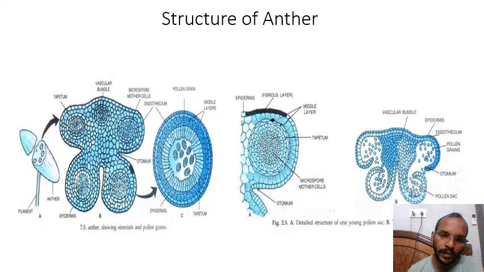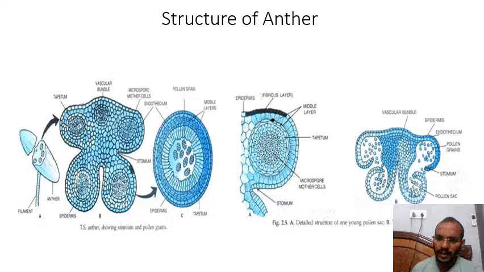On the outer side, the epidermal cells will be present, so it is known as the epidermis. On the outer side, it protects; it is a single thin cell layer. Below the epidermis the endothecium will be present. During the young stage it is a single layer, but at maturation it divides into 3 to 4 layers. The outer layer will be thin, and below it the thick layer will be present because of alpha cellulose and callose.